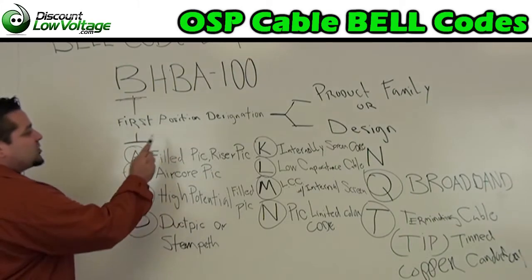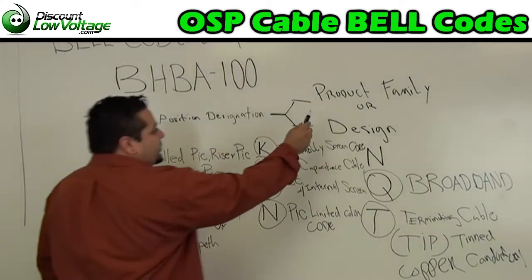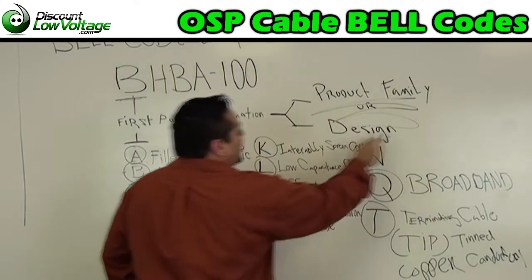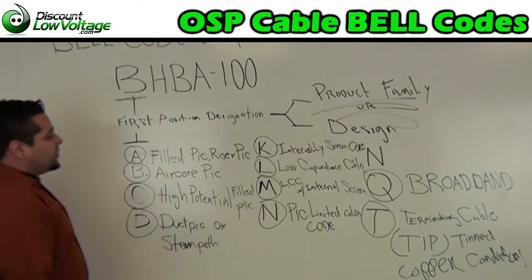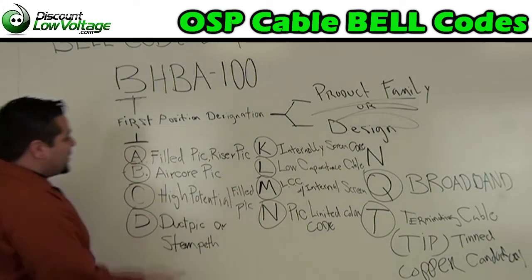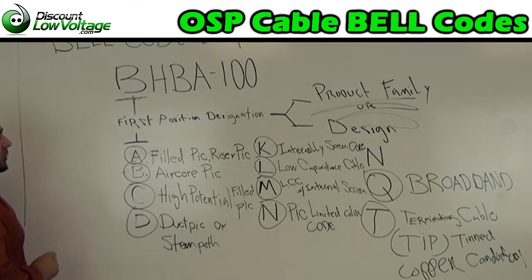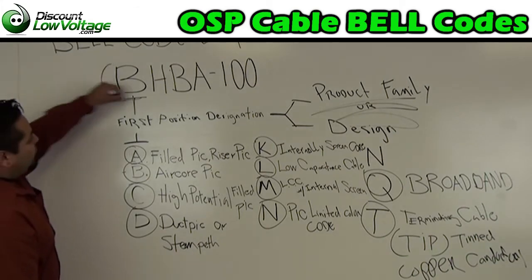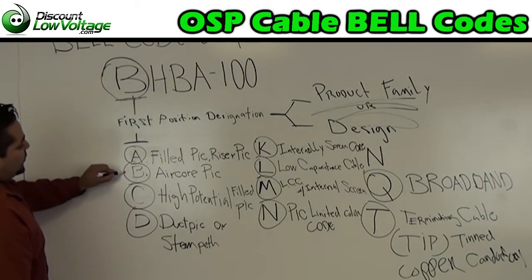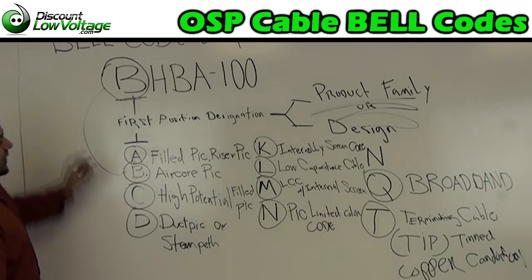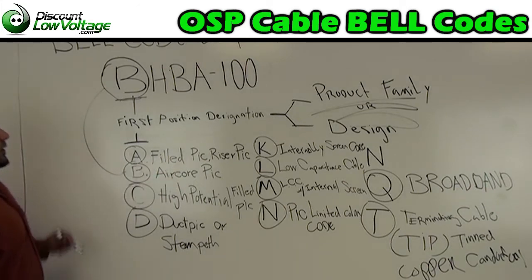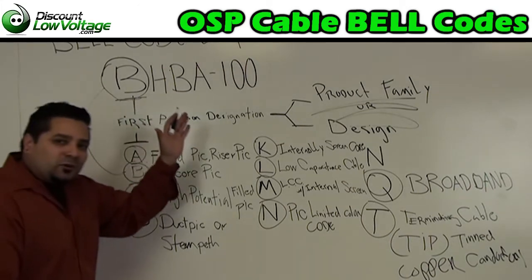So the first position designation stands for either the product family or design of your cable. Now let's go ahead and go through them here. You have A, which is a filled PIC, riser PIC cable. B, an air core PIC. Now our first letter here is a B, so this is telling us we have an air core PIC to start off our part number here.